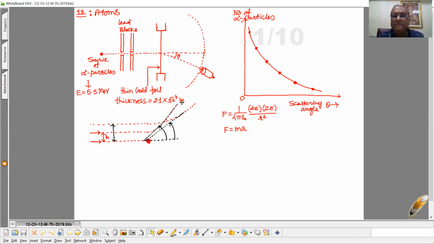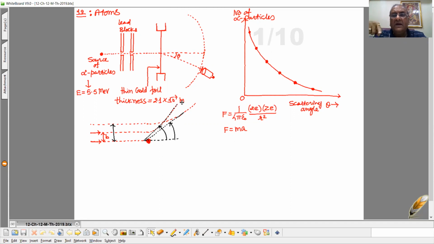Second thing, the atom of gold is approximately 50 times heavier than the alpha particle. The alpha particle is nothing but a helium nucleus, right? So during the collision we can consider that the gold atom remains stationary.